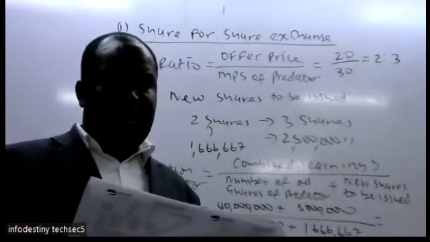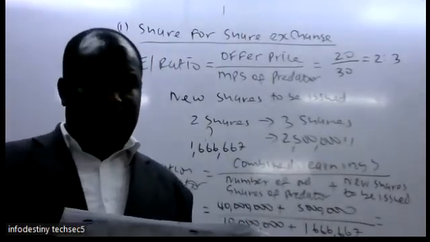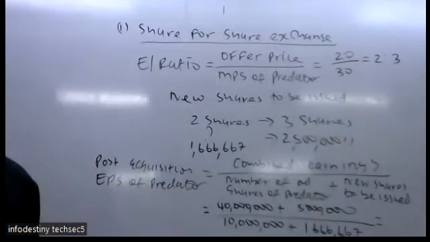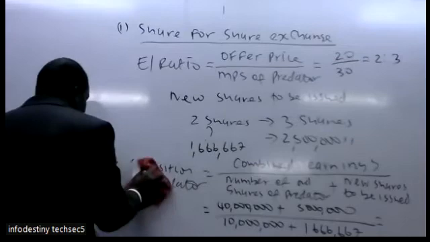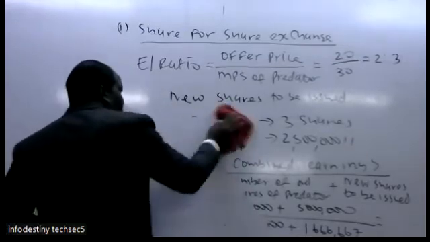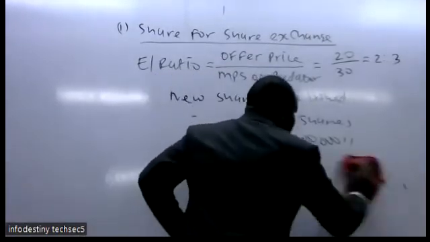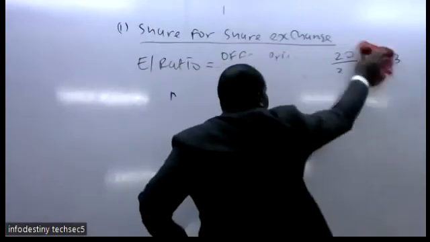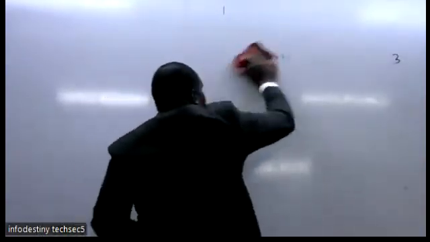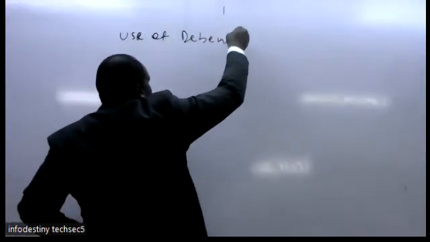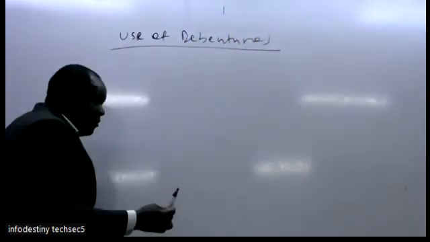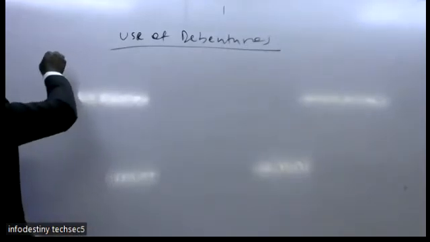We now go to Roman letter 2. Roman letter 2 is use of the debentures. When we are using debentures, you recall how to compute the earnings per share of the predator.